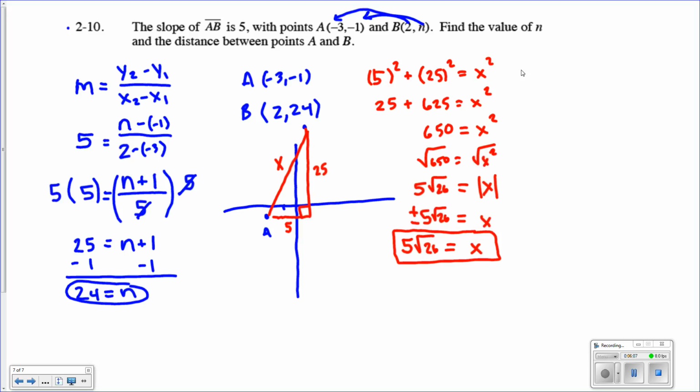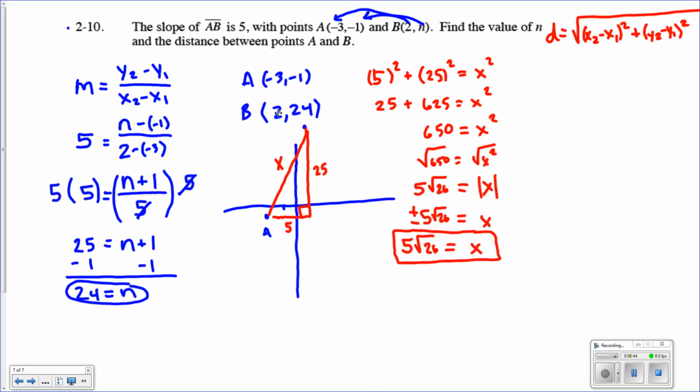That's one method. The other method you could use is the distance formula. Remember, the distance formula looks like this. Distance equals the square root of x2 minus x1 squared plus y2 minus y1 squared. All this really is, is the Pythagorean theorem written out as a formula. So we can do it this way too. Let's plug our points in.